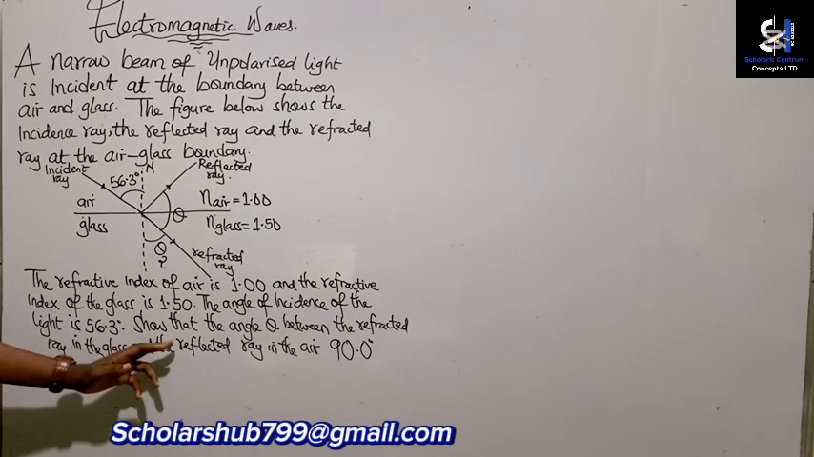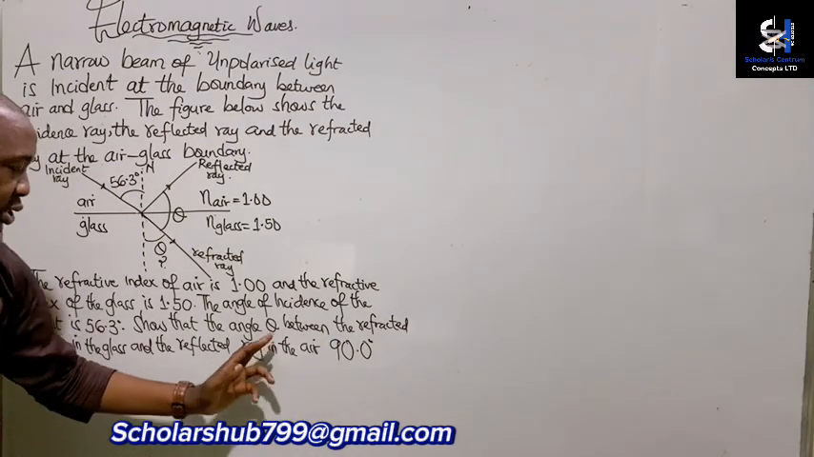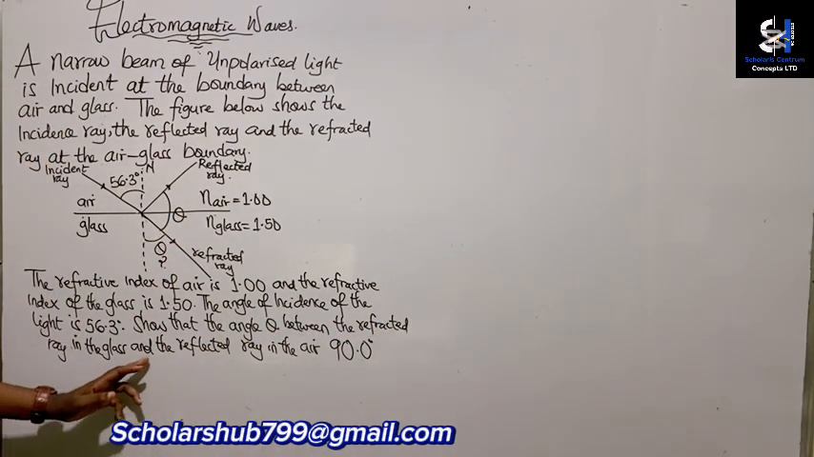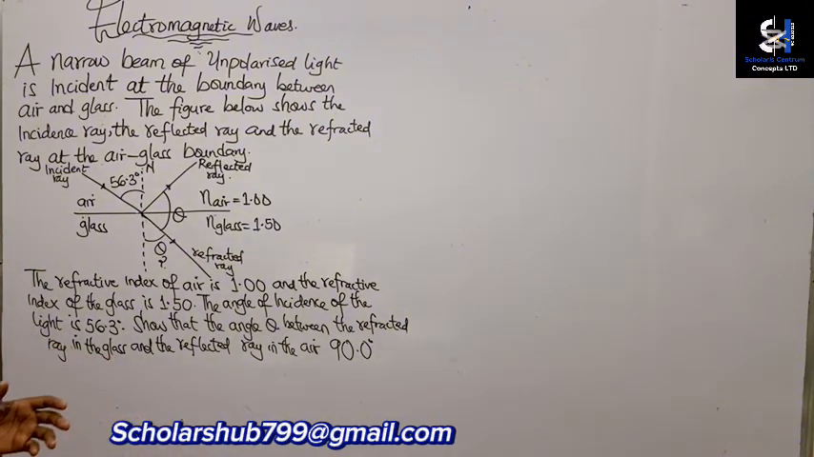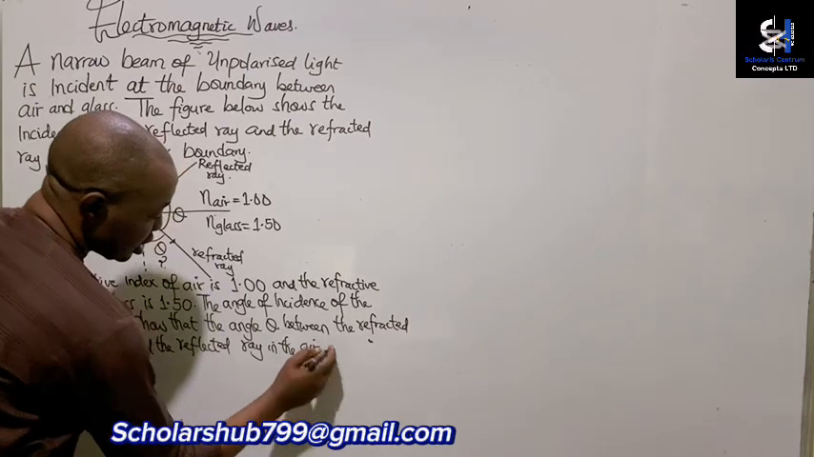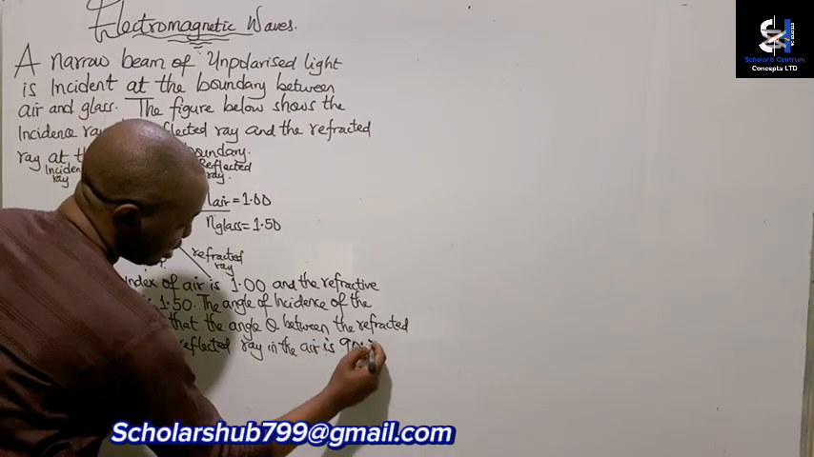So we want to show that the angle theta between the refracted ray in the glass and the reflected ray in the air is equal to 90 degrees.